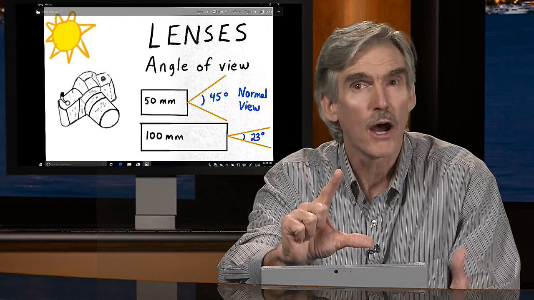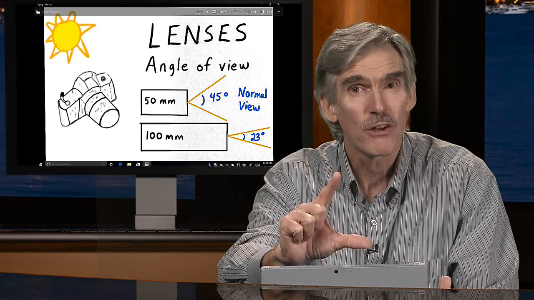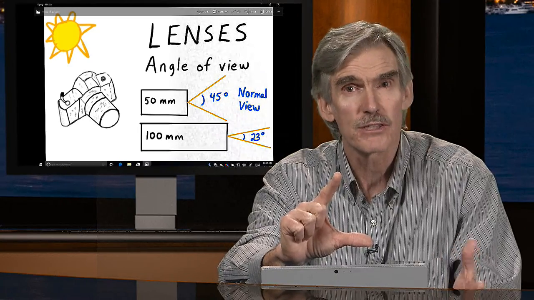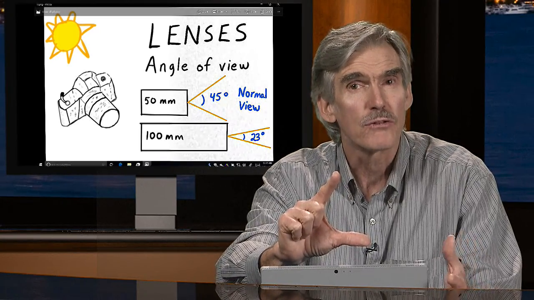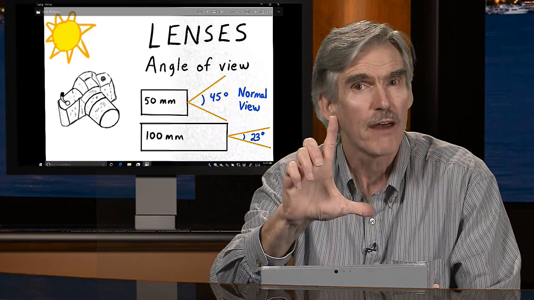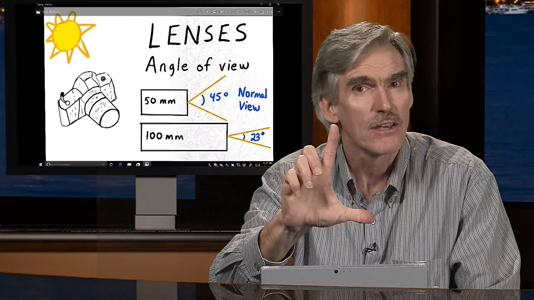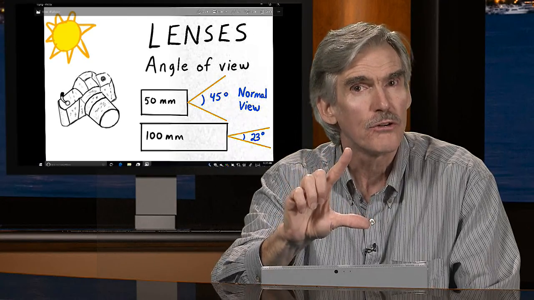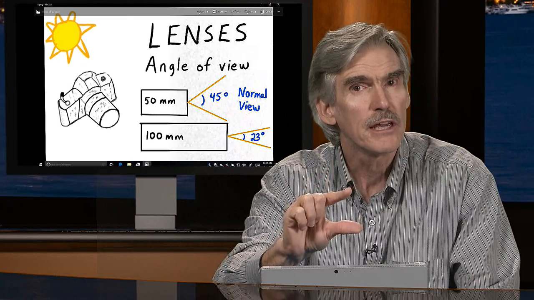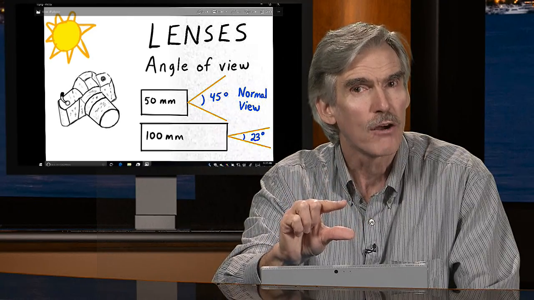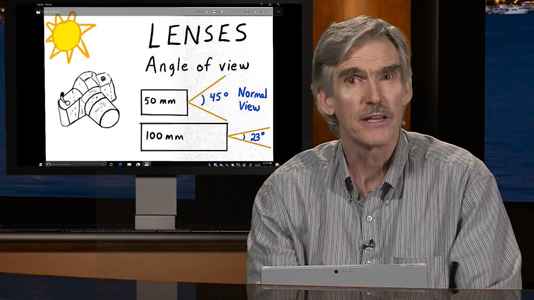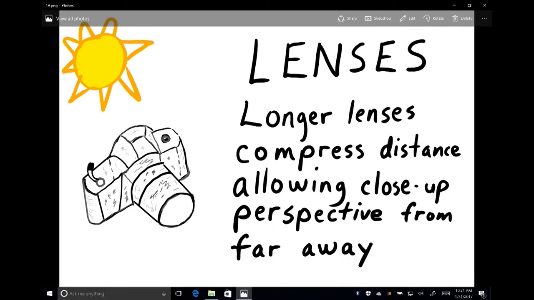And then if we want a wide angle, we have to go even wider than 50 millimeters. So if we put on a wide angle lens of, let's say, 30 millimeters or 25 millimeters, we're going to widen it out even more. So you have a very wide angle with that. So from wide angle to the 50 millimeter 45 degree angle to the 100 millimeter angle, which is about a 23 degree angle of view. So that gives you a good idea of the differences between lenses.